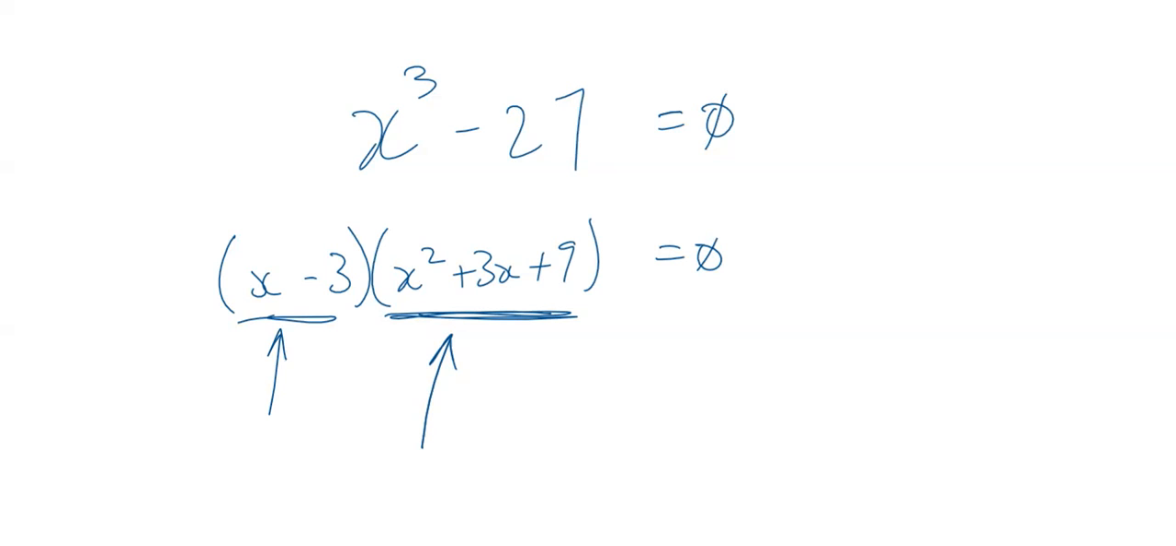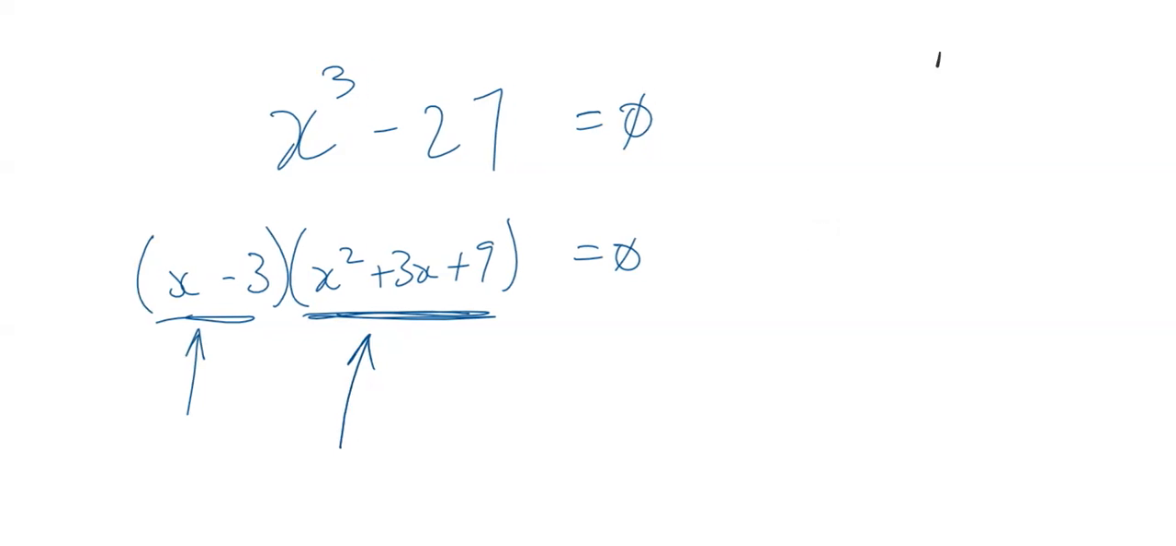This one's when, yes, the whole thing is 0 when x is 3. That's right. So that's one of our solutions. But what about that? Will that ever have a solution? It'll never have a solution. It can't. I think of this like this.